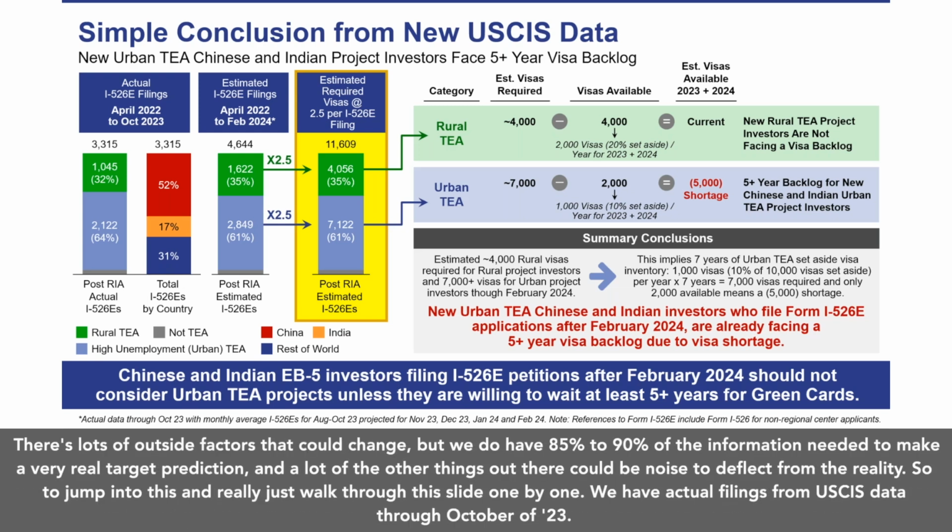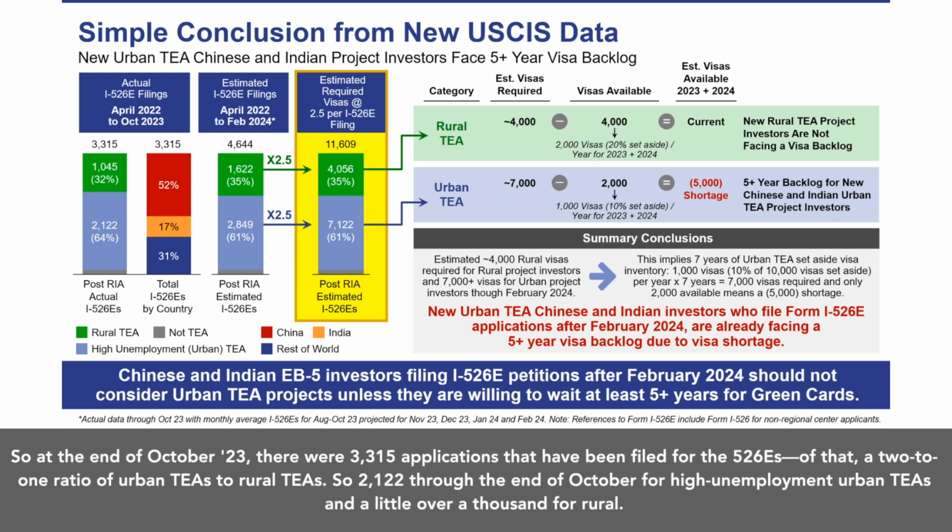There are lots of outside factors that could change, but we do have 85 to 90% of the information needed to make a very real target prediction, and a lot of the other things out there could be noise to deflect from the reality. So to jump into this and walk through this slide one by one: we have actual filings from USCIS data through October of 23. At the end of October of 23, there were 3,315 applications filed for the I-526Es.